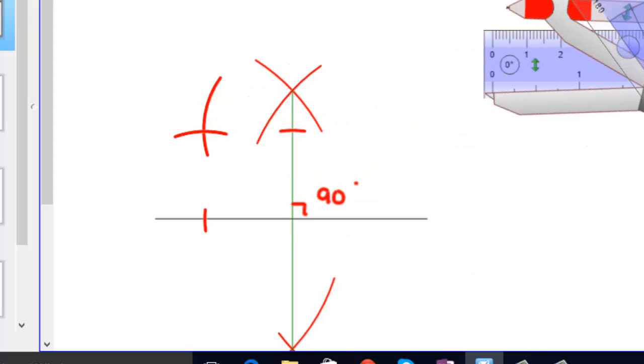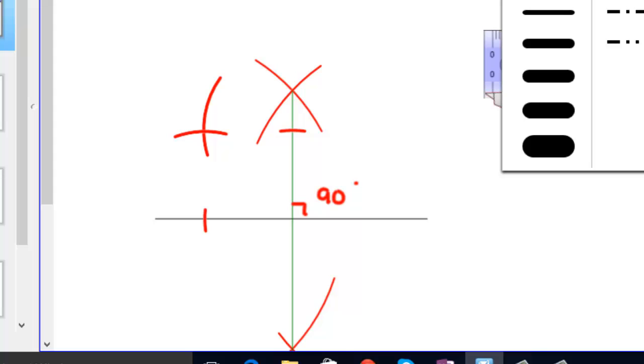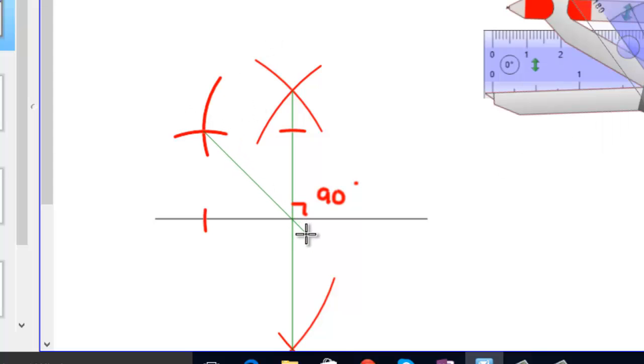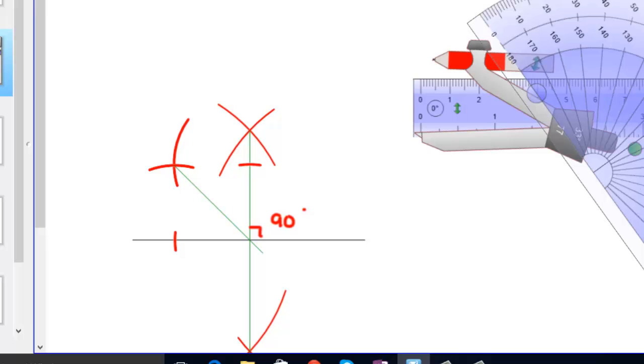Now if I join this intersection with the angle, that means I created a bisector. So let's say I'm going to choose the green color and a thin line, and I join this point with my angle. This bisector bisects the 90 degrees into two equal angles of 45. Now I can check what I did.